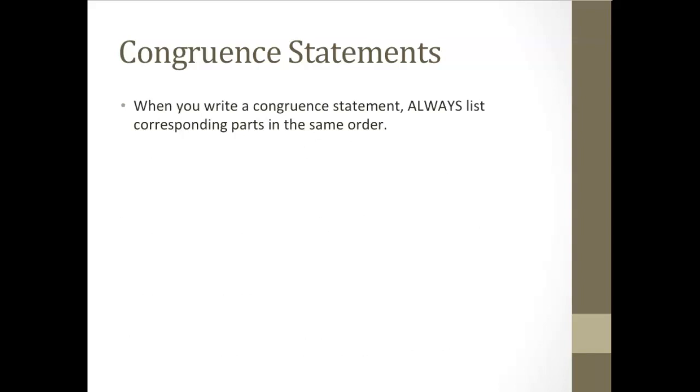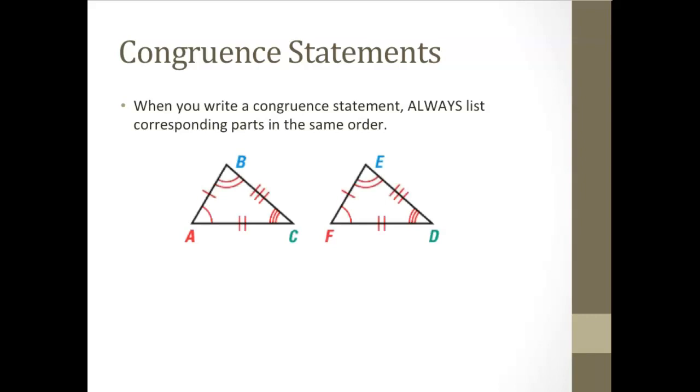Here's an example. We have two triangles here, ABC and DEF. Now everything has been marked with either tick marks or arc marks to indicate which corresponding parts are the same as the other. But as we write the congruent statement, we want to make sure that we write them in the same order. So angle A is congruent to angle F, B with E, and C with D. So if we want to write triangle ABC is congruent to, we'd have to write triangle FED.